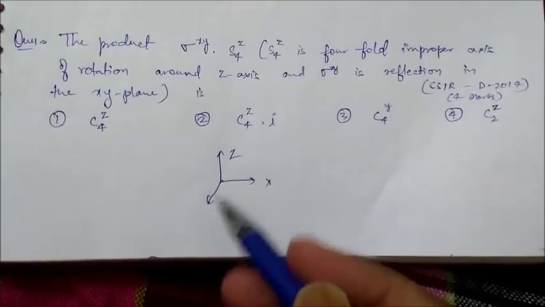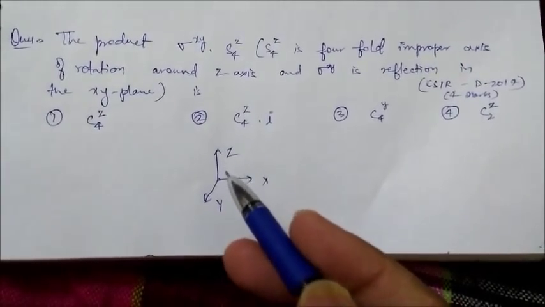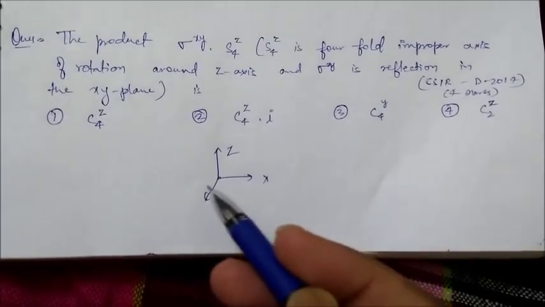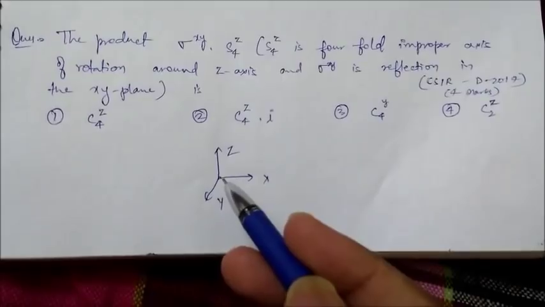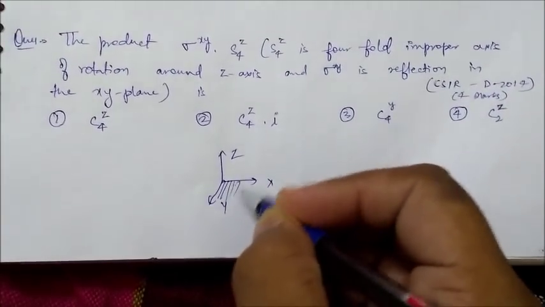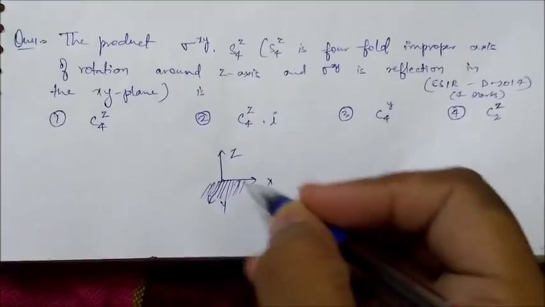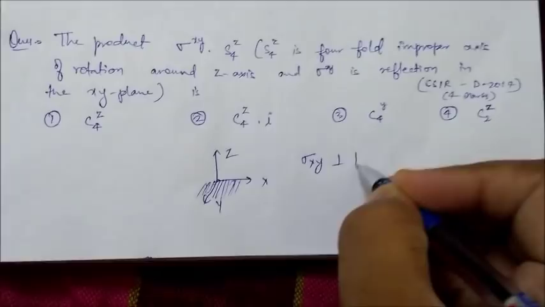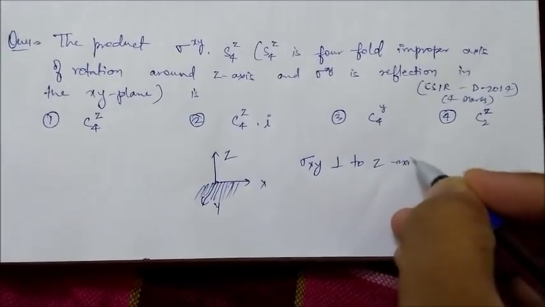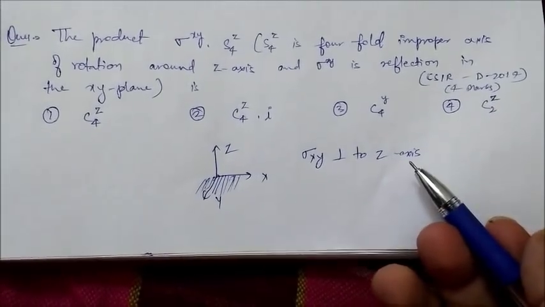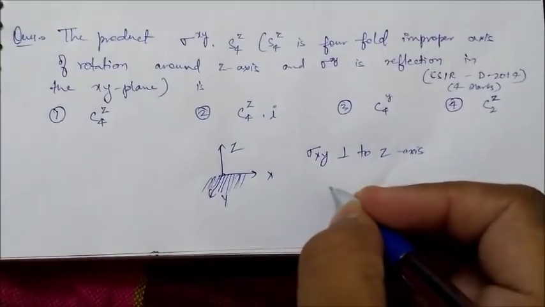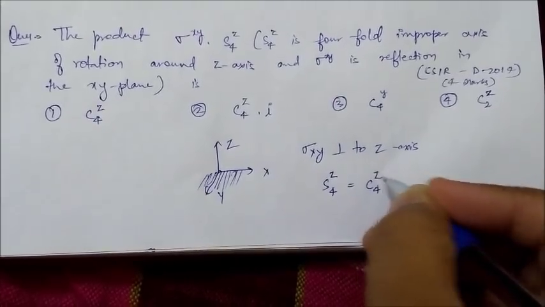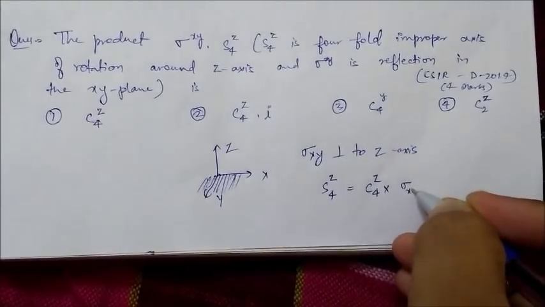So what is happening over here, you are applying an improper axis along the z direction, and you are applying a plane along xy. Okay, see, the plane will be the xy plane, and the plane is perpendicular to the axis. See, sigma xy is perpendicular to the z axis. You know this thing. Since it is perpendicular to this axis, you know that S4Z can be written as C4Z into sigma xy.